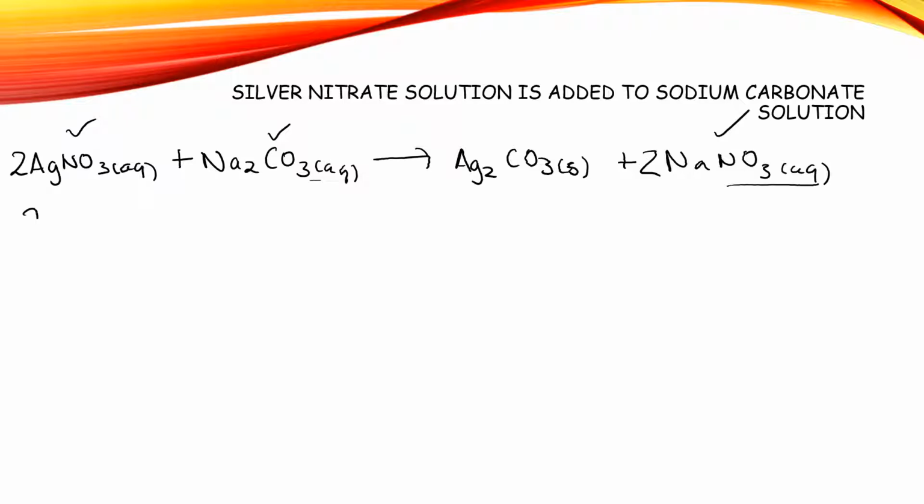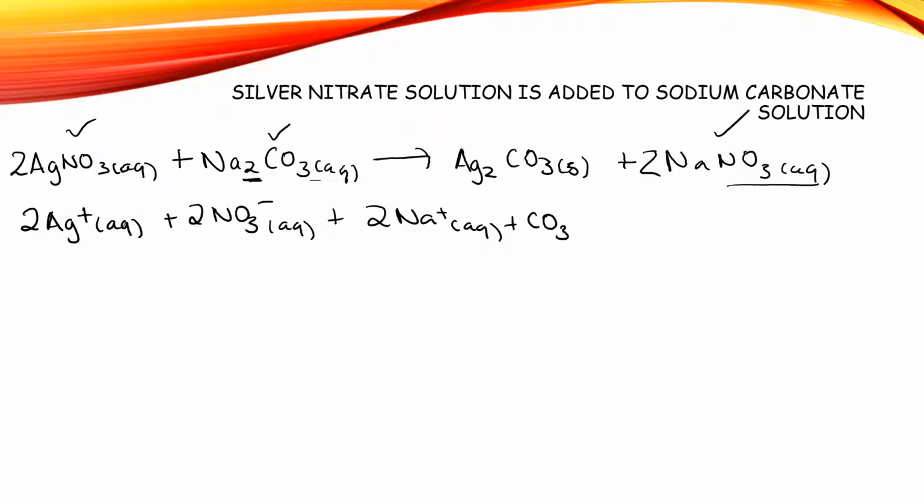So now I've got 2 silver ions in solution plus 2 nitrate ions in solution is added to 2 sodium ions in solution. See how the 2 here went to 2 in front when it was dissolved. Add a carbonate ion in solution. Gives us silver carbonate, which is not allowed to be broken up. Add 2 sodium ions in solution plus 2 nitrate ions in solution.